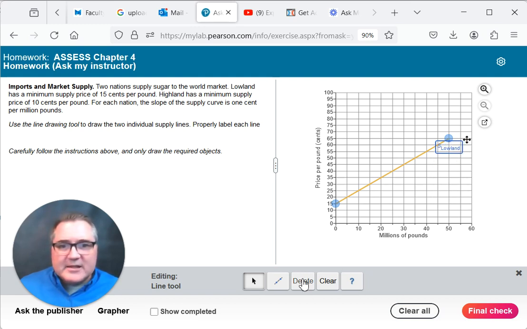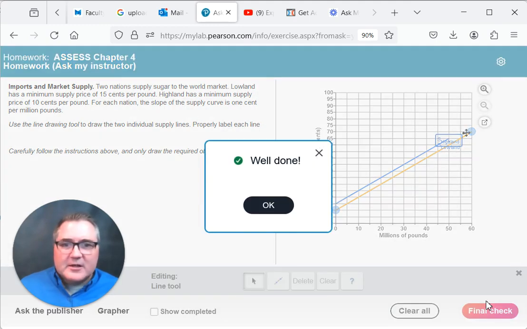Highland was 10 cents. So we go down here and do this again, 10 cents, and it's the same slope, so it makes sense. And we can just, to keep it from covering each other up, take 60 million pounds. What's the price got to be? Well, that's got to be 60 more cents, right? And so at 70 cents, there would be 60 million pounds of sugar. And then make sure you label them correctly. That one's highland. And so that one should be correct. Then you just do a final check, and well done. All right, go try to do it yourself.